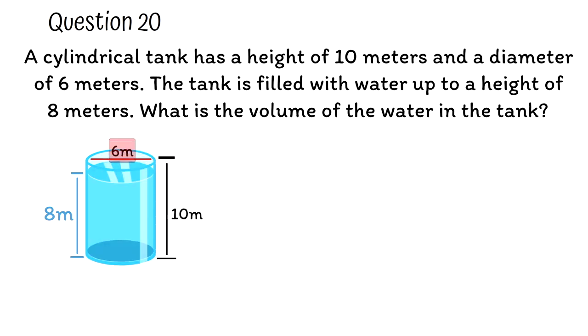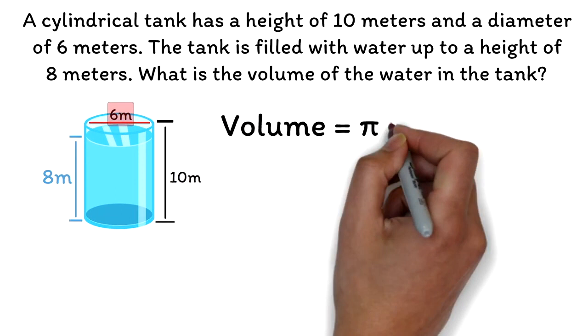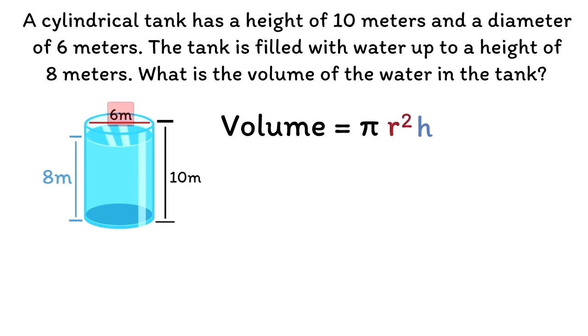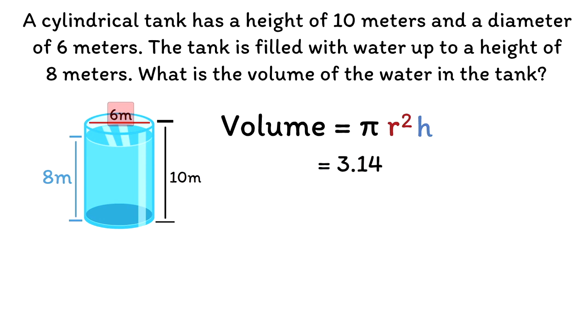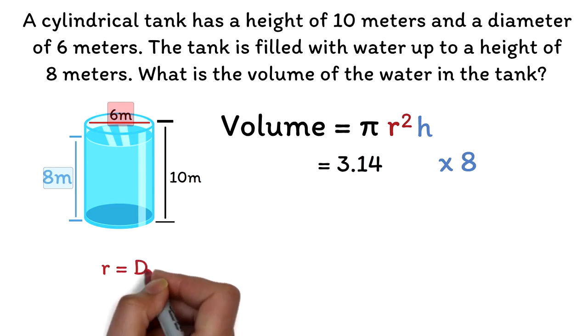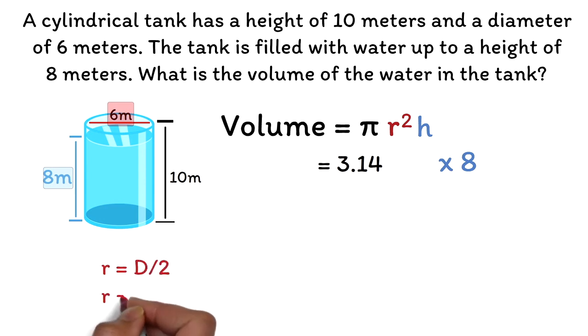The formula for finding the volume of the water is pi r squared h. Pi is a constant and it will be given to you on a test. It is 3.14. We know the height as 8 meters. We don't know the radius. However, we have been given the diameter of the cylinder as 6 meters. Radius is diameter divided by 2. So the radius is 6 over 2, which is 3.